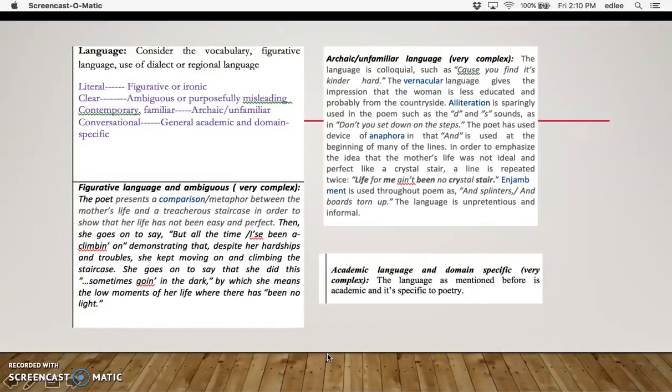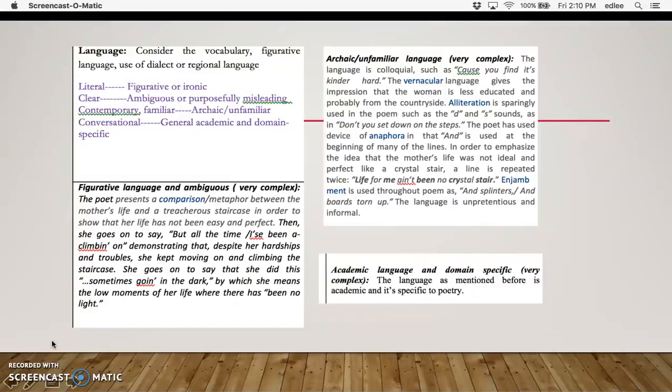Finally, enjambment is used. Enjambment is when there's a continuation of a sentence without a pause. You'll see this multiple times with examples like "and splinters" and "boards torn up." This could be confusing for students if this language is unfamiliar.